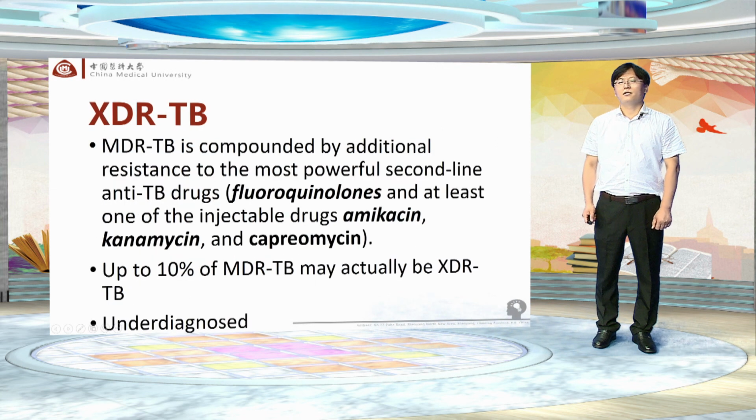What about XDR-TB? XDR-TB is actually based on MDR-TB. It means these bacilli are not just resistant to rifampin and isoniazid. They are also resistant to the most powerful second-line anti-TB drugs: fluoroquinolones and at least one of the injectable drugs, amikacin, kanamycin, or capreomycin. It is estimated that up to 10% of MDR-TB may actually be XDR-TB. Even these data may still be underdiagnosed.